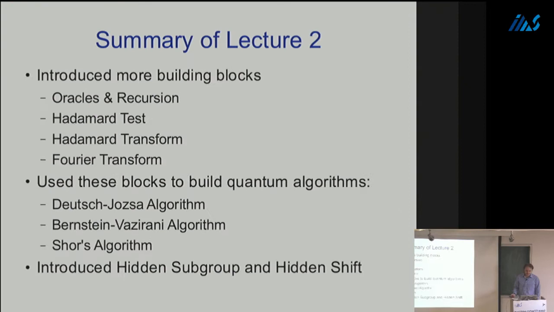So in lecture two, we introduced some more building blocks. So we had oracles, which are kind of quantum subroutines, the Hadamard test, which will be very important today. So this allows you to estimate matrix elements of unitaries that you can make by quantum circuits. And then the Hadamard and Fourier transforms, which I won't really need today. And we used these to look at some quantum algorithms.